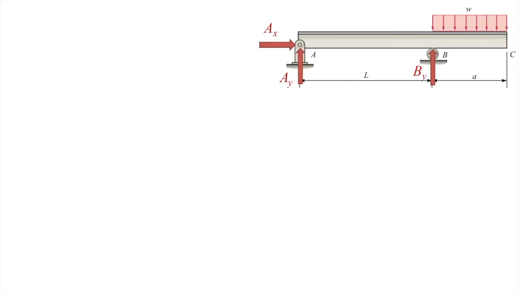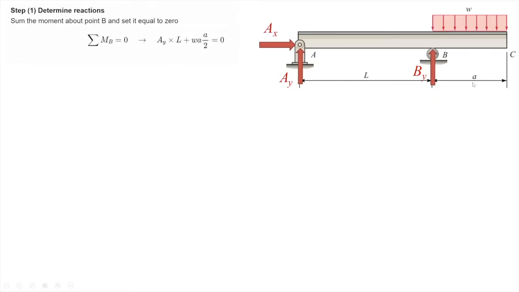The sum of the moments around point B should be equal to 0. AX and BY are not producing any moment around that point because they are passing through point B. AY is producing a clockwise moment, and the magnitude of that would be equal to AY multiplied by its distance to point B, which is shown by L. On the other side, the moment caused by the distributed load is equal to W multiplied by the length at which it is acting on, A, multiplied by A over 2. And it is also clockwise. So the sum of these 2 moments should be equal to 0.